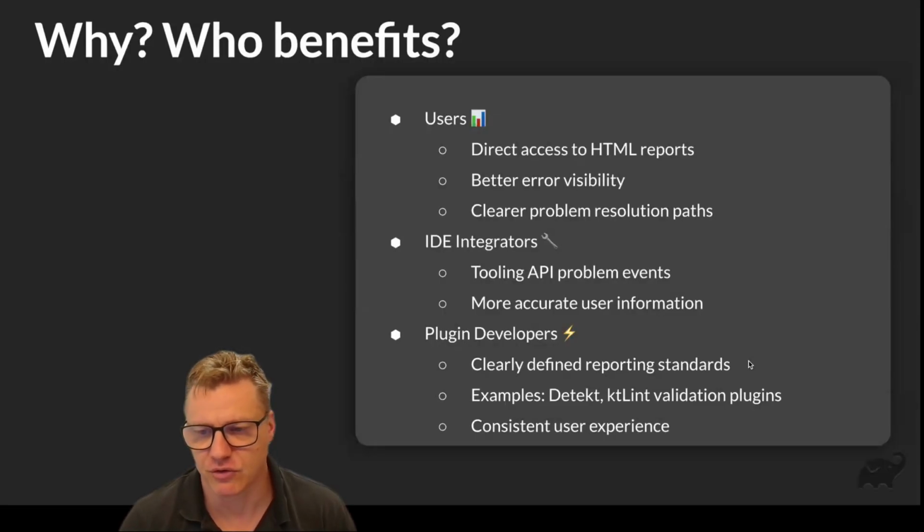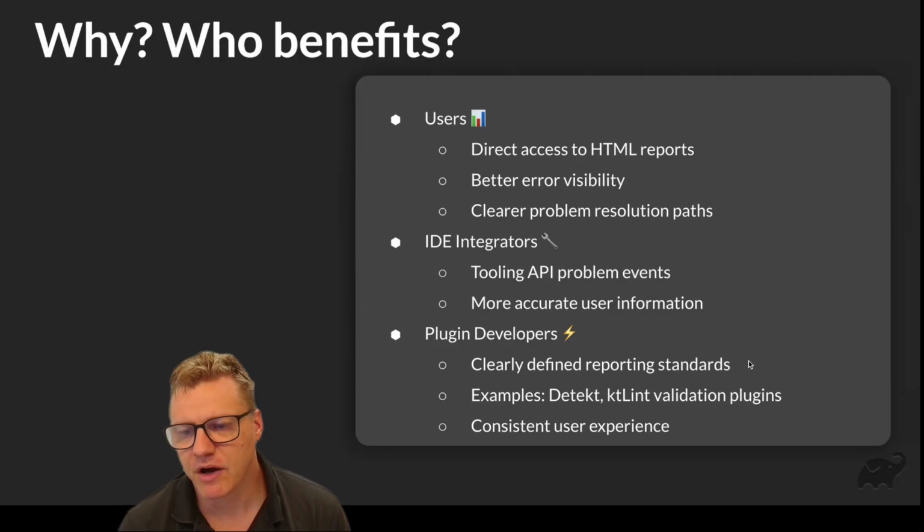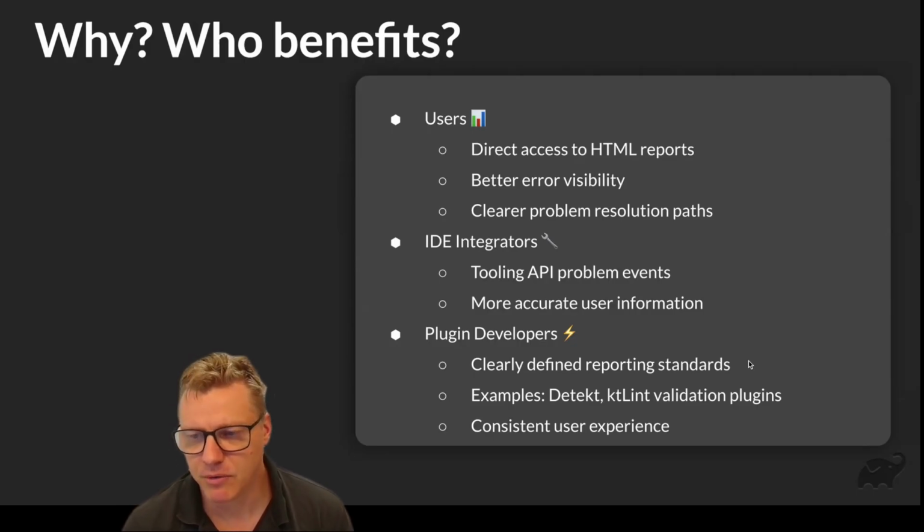So who benefits from this? The user will benefit directly and indirectly from the API. The HTML report is immediately available for some areas within Gradle and for any custom plugin that feeds problems into the reporting API. Tooling API and IDE vendors can pick up the problem events and present more accurate information to the user. Plugin authors now have a clearly defined way of reporting problems to their user. For example, validation plugins like Detekt and KTLint.